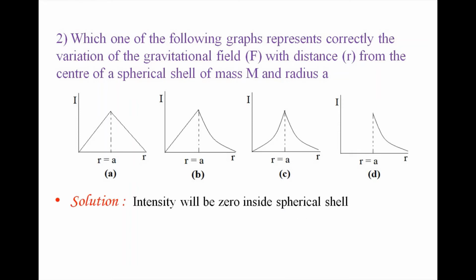Intensity will be 0 inside the spherical shell. So I equals 0 up to r equal to small a, and I is inversely proportional to r square when r is greater than small a. So here option D is correct. Let's see objective number 3.